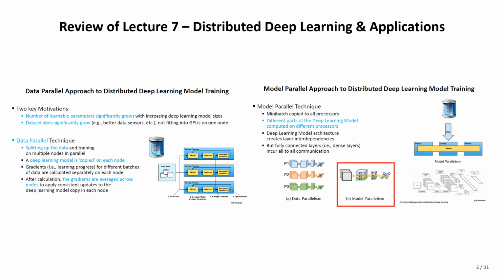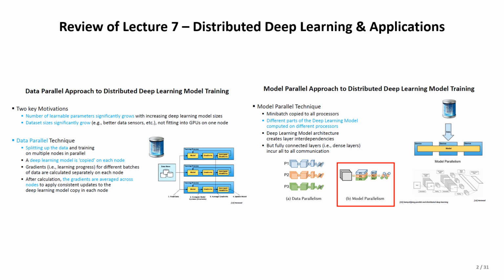Let's first have the review of lecture 7, distributed deep learning and application. As discussed in lecture 7, deep learning models are developing and growing fast. There are two matters: the size of the data, and also the deep learning models and their parameters.